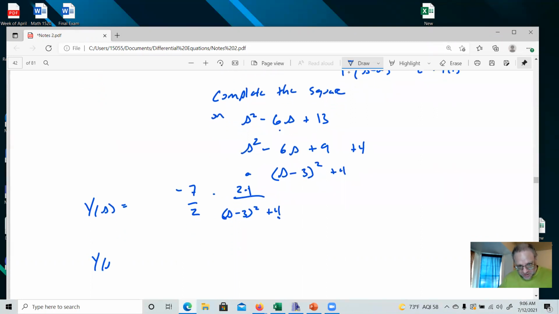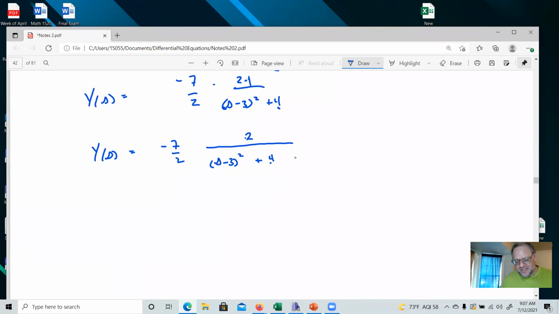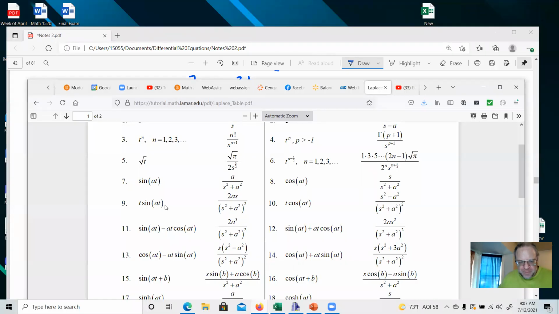So again, what we're doing is making this thing fit the table entry. You're taking your math hammer and forging this into the piece on the table that you know is going to work. Now I've got an a squared and an a, and I believe that's sine. So that's -7/2. I'm going to double check. Give me a moment. All right, so look here.